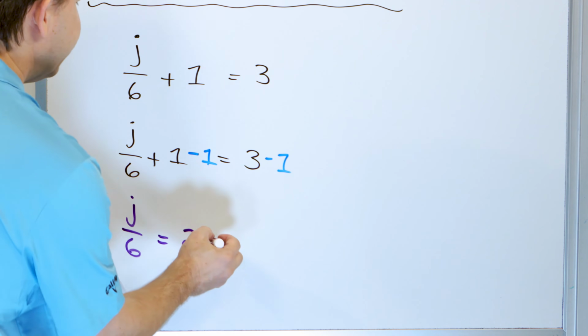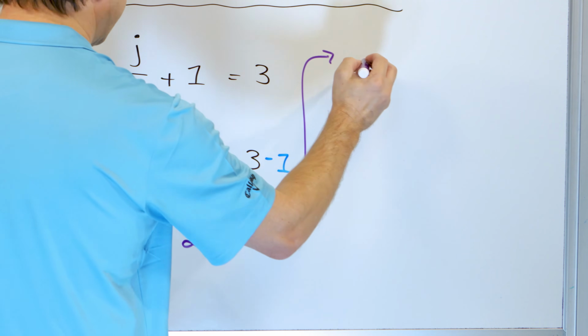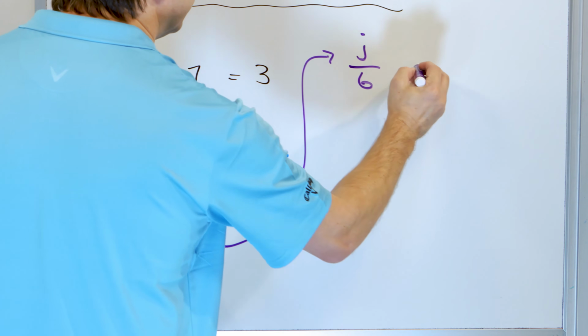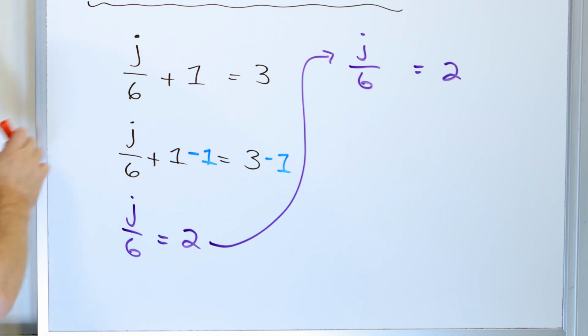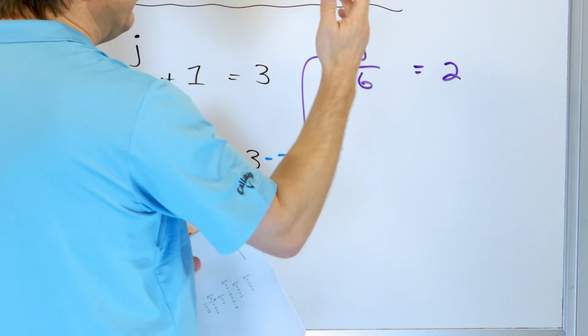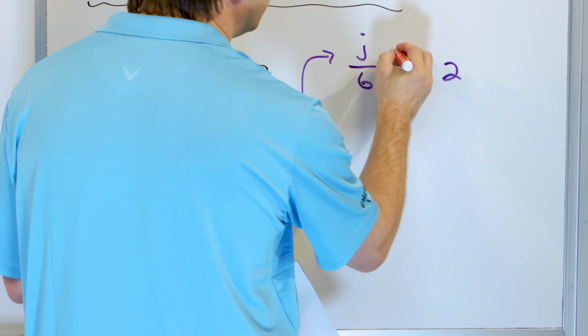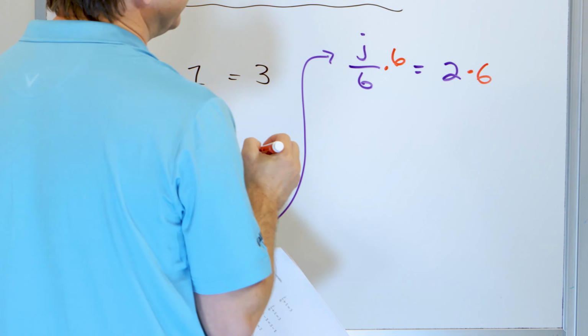Okay, so what I'm going to do is continue my solution over here. I'm going to rewrite it. J over 6 is equal to 2. All I did was rewrite it. So here I'm dividing by 6. How do we undo that division? We already covered that in the last lesson. We multiply by 6, and we multiply by 6 on this other side.